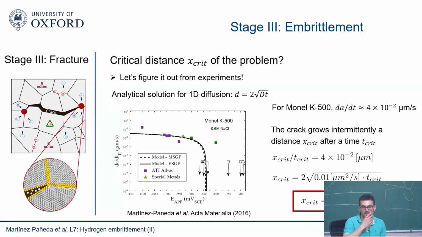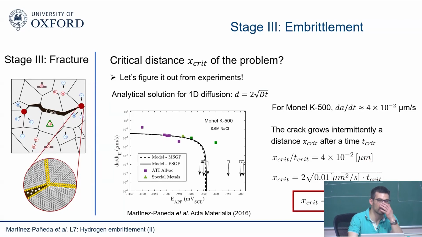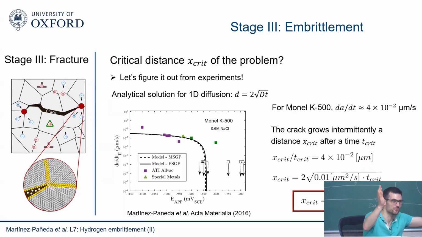So it depends what you consider your critical time. I haven't got an expression here for the critical time, but this intermittent jumping is happening after a critical time. So it's not happening every second or whatever. It takes some seconds for the crack to jump. So I guess in this case we have 0.04, so it takes maybe 20 seconds for the crack to jump or whatever it is.